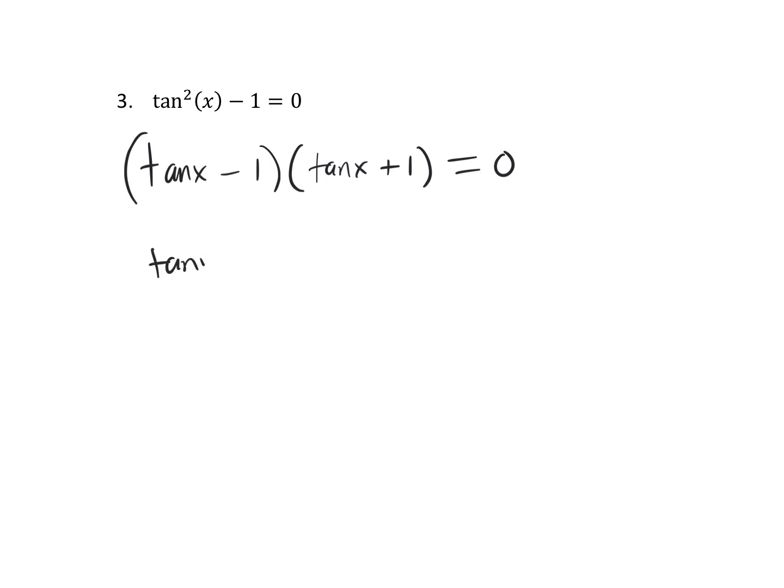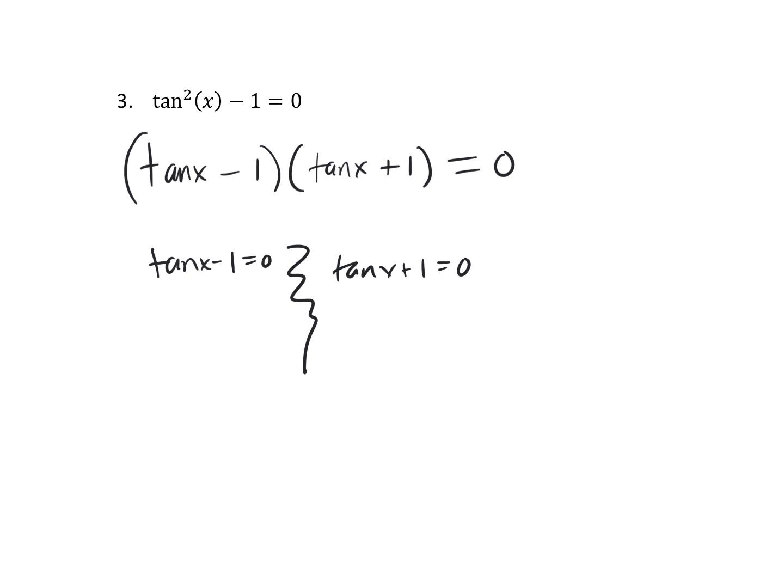So I'm going to say that the tangent of x minus 1 is equal to 0, and the tangent of x plus 1 is equal to 0. Okay, so it's a little bit different of a process than I used for the previous two. But we're going to end up getting kind of the same result, where one of our answers is going to be positive and one of the answers is going to be negative.